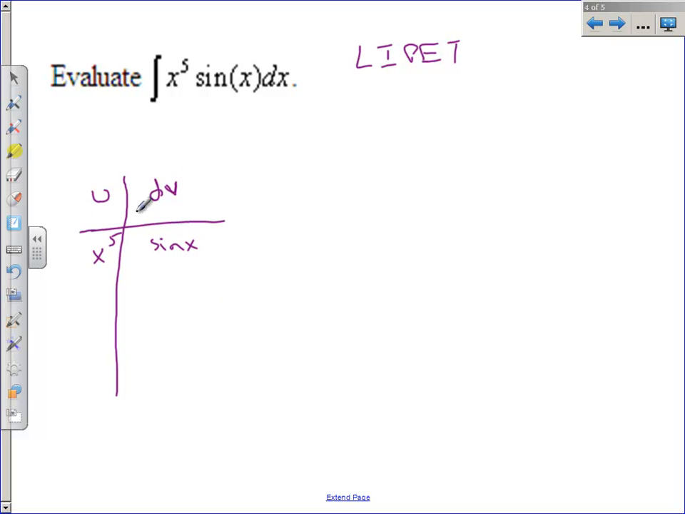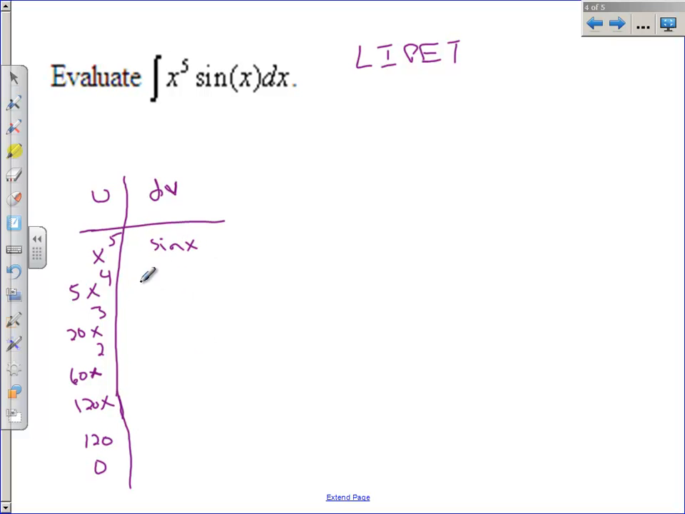What you're going to do in this table, and this was actually very ingenious from this teacher, and he taught these kids to do this, is you're going to take your u and start taking derivatives, because that's what we do with u, until you get down to 0. So let's take the derivatives until that happens. 5x to the 4th, 20x cubed, 60x squared, 120x, and then 120, then 0.